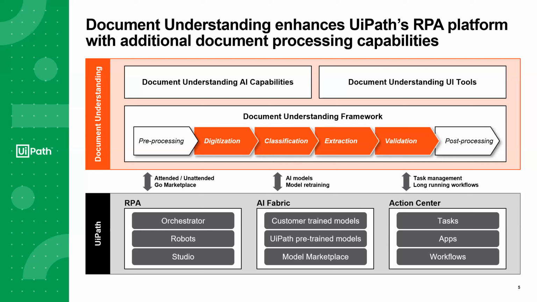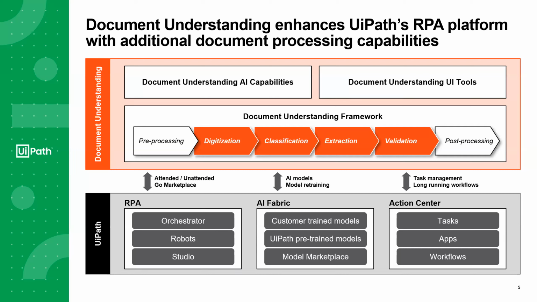Document understanding is on the top, and it adds additional capabilities to enhance the document processing ability that can be achieved using UiPath robots. So document understanding has deep integration with the core UiPath product sets. So you now have everything you need for an entire document processing solution. Document understanding supports attended and unattended scenarios. It's deeply integrated with the rest of the platform, so you can build off existing and upcoming capabilities across, say, OCR technologies, AI Fabric, and task management.